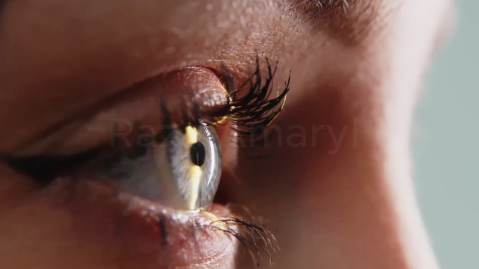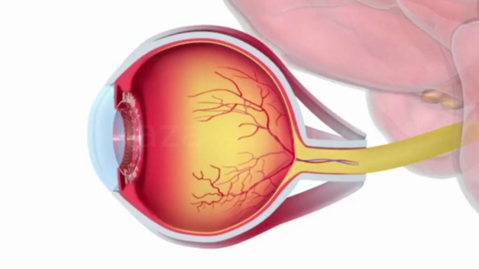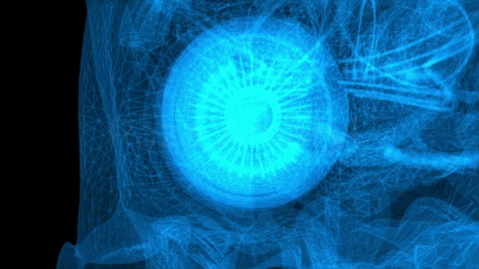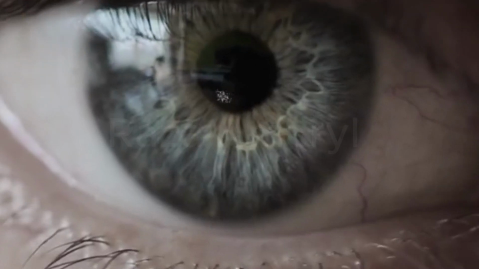Hi, I am Anna. I am telling you, inside your eyes, there are several important structures that work together to allow you to see the world around you. Let's explore what happens inside your eyes.